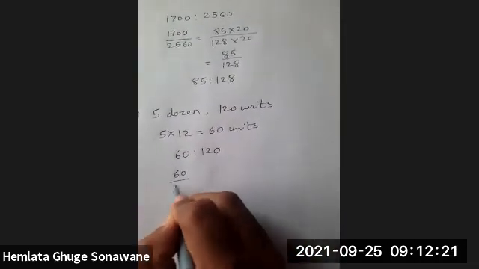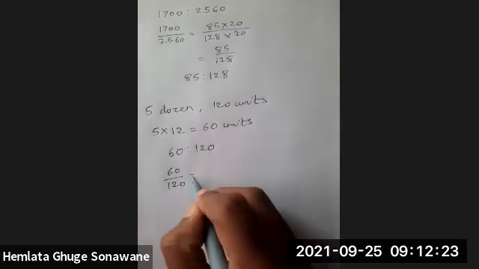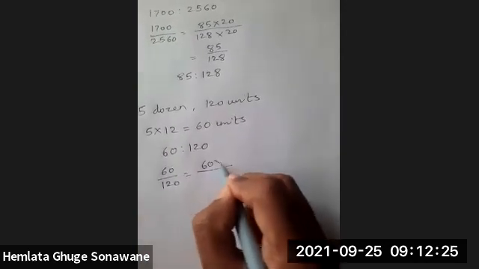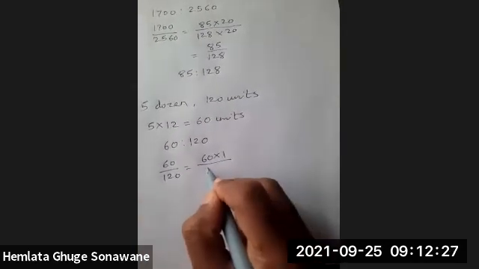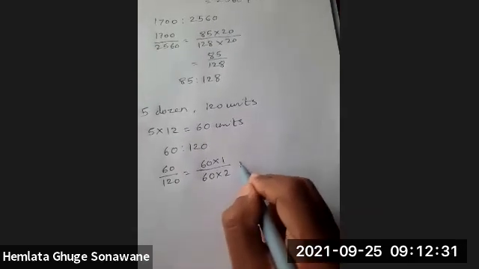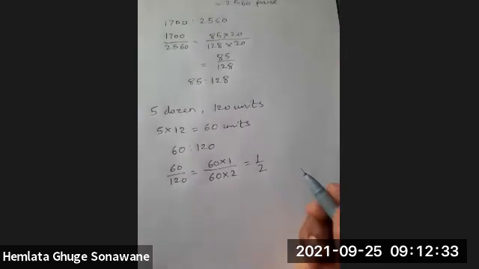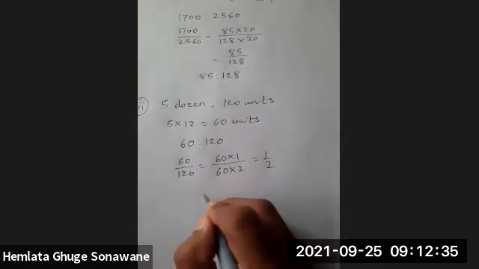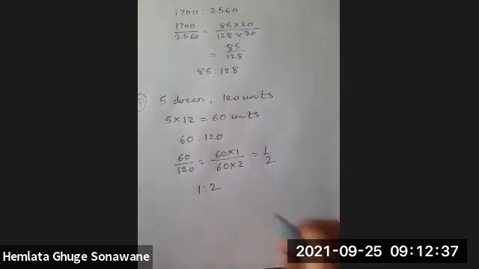60 upon 120. 60 is 6 times 1 and 120 is 6 times 2. So it becomes 1 by 2. That is, we'll write 1 as 2.